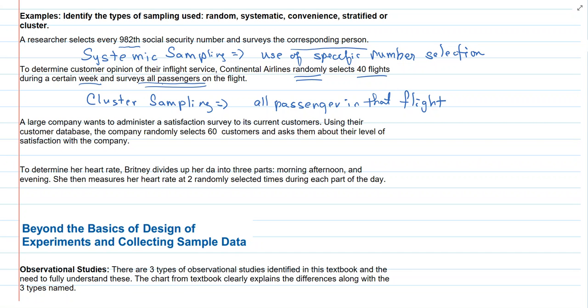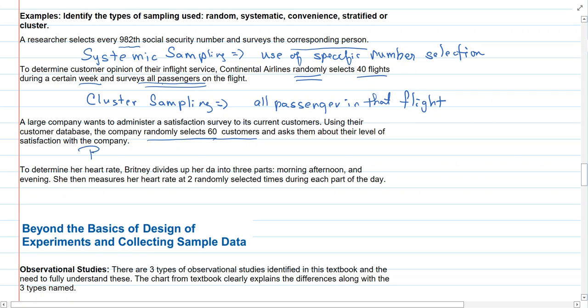Cluster. All right, learning. A large company wants to administer a satisfaction survey to its current customers. Using their customer database, the company randomly selects 60 customers and asks them about their level of satisfaction for the company. This one definitely is random. It's individual selection from a database.